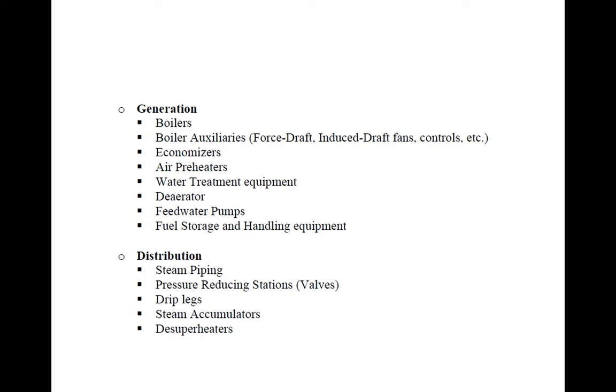If we talk about generation, the components that mostly lie in the steam generation system: the first one is boilers. The second one is boiler auxiliaries. Here these include forced draft fans and induced draft fans, which extract air from the environment to become the combustion air, and then the control system, etc.